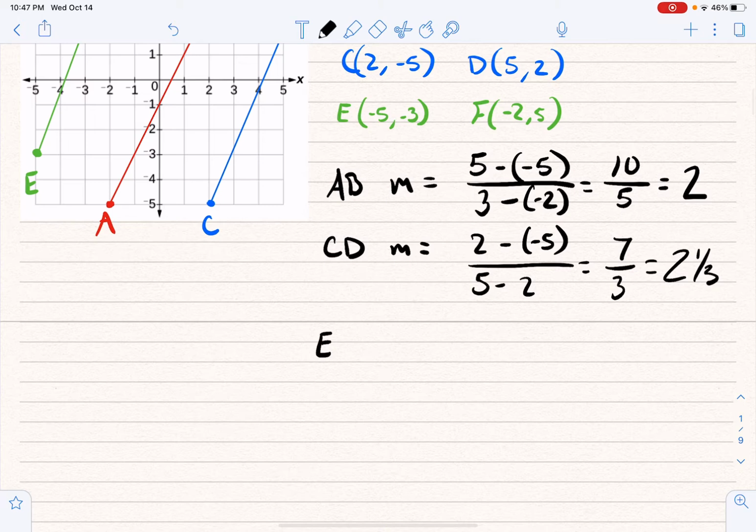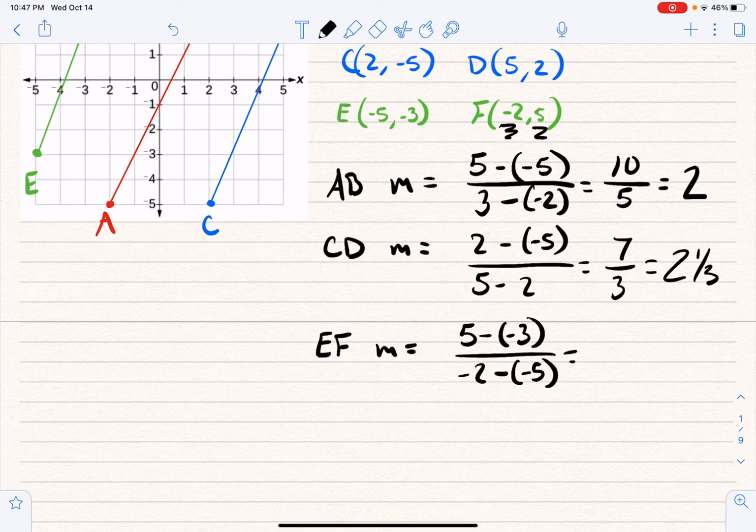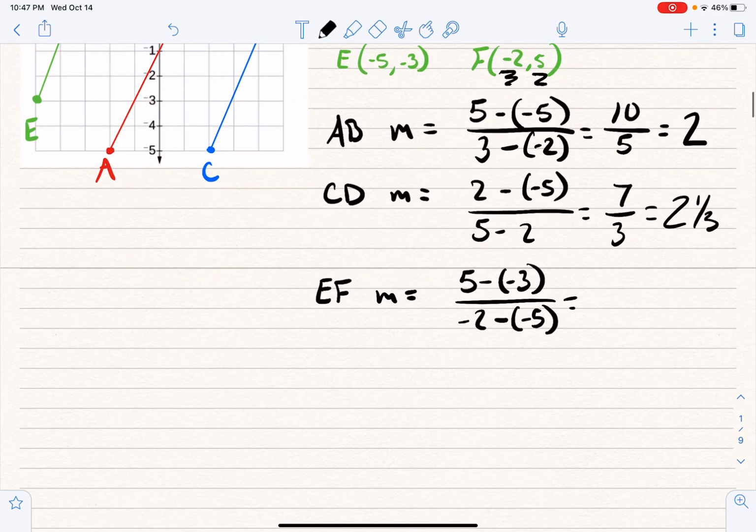The slope of EF, we have to do the y's minus the y's, so I'm going to say 5 minus -3. And if I started with the 5, then I have to start with the -2: -2 minus -5. All right, so 5 minus -3 is like 5 plus 3, so that's going to be 8. And then -2 minus -5. That might sound crazy, but it's like -2 plus 5, so that would be +3, which gives 8/3, or 2 2/3.